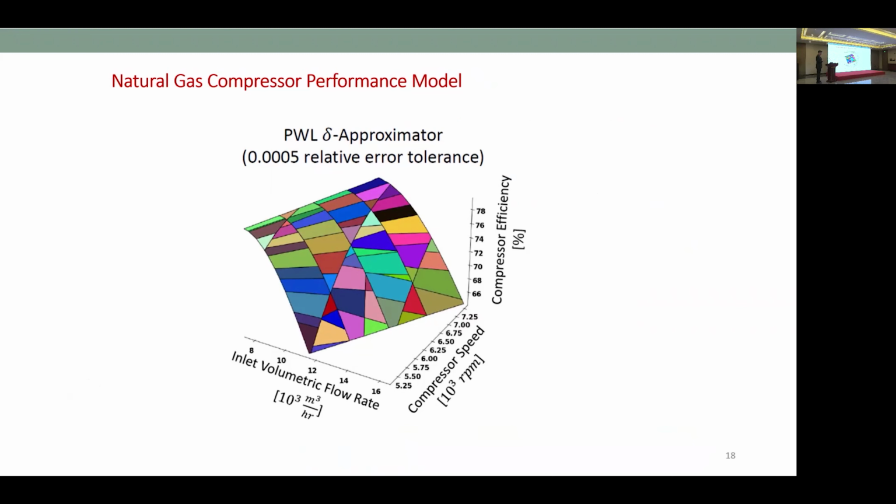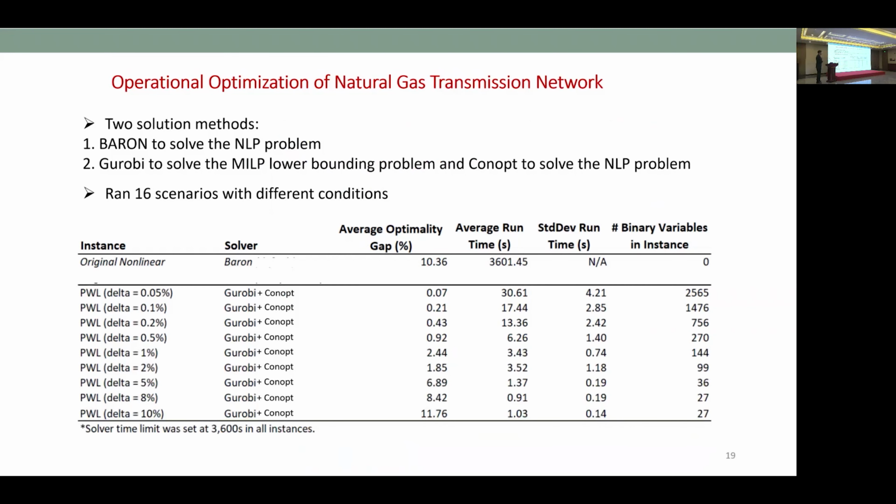But now we can just use piecewise linear functions to describe it. And then we tried two different solution methods. One method is just to use a global solver to solve the NLP problem directly. And the other approach is to use Gurobi to solve the lower bounding problem, and then refine the solution with CONOPT, and we'll see what happens. We also tried 16 scenarios because we are considering operation problems. We want to see how the solution approach performs over different scenarios.